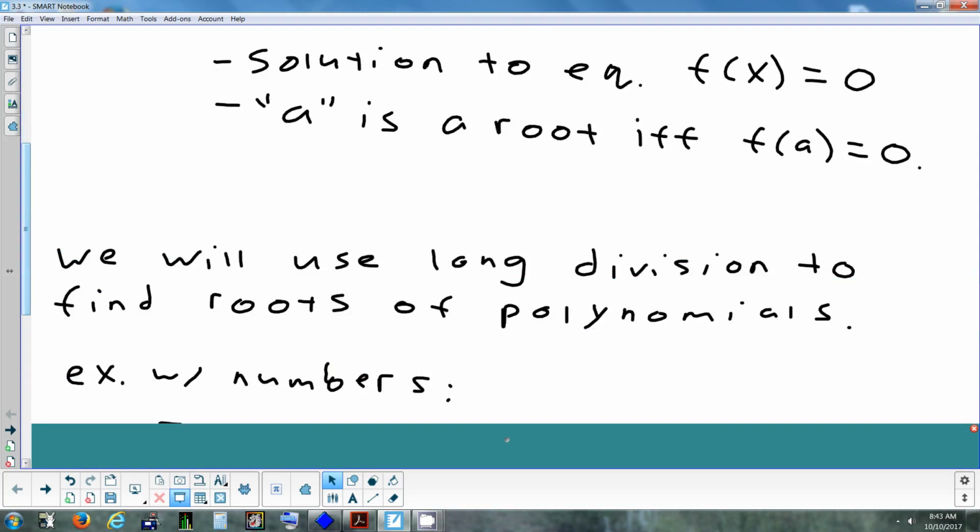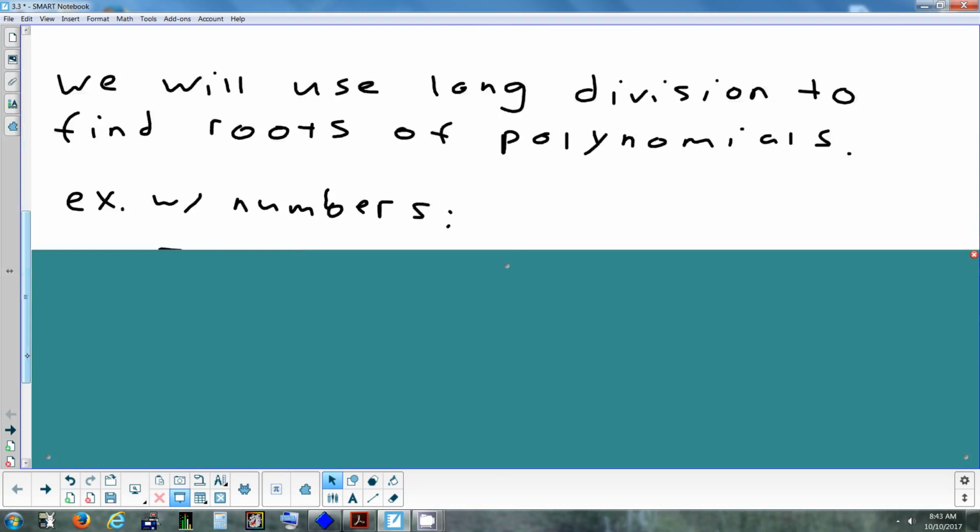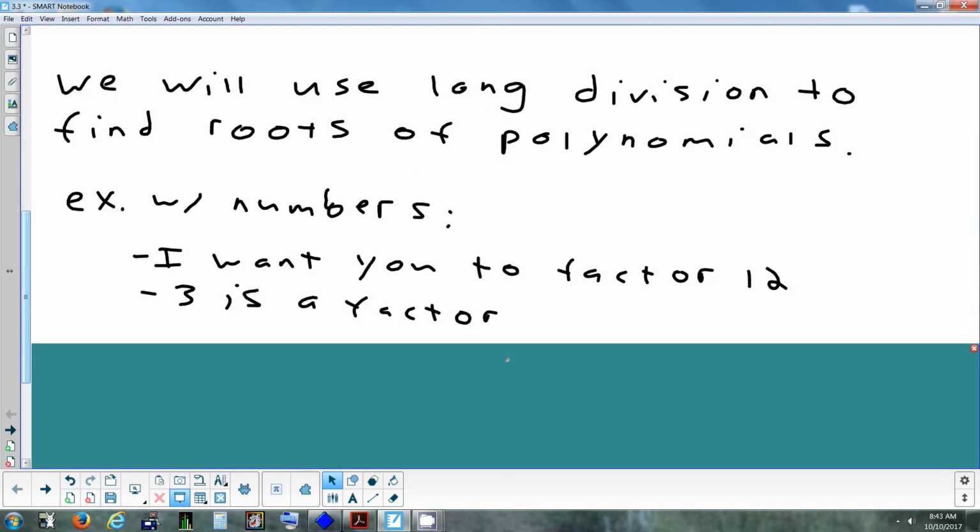So today we're going to use long division. Tomorrow we'll get into synthetic division. But the idea is we're going to use long division to try to find roots of polynomials. Let's look at an example with just numbers first.